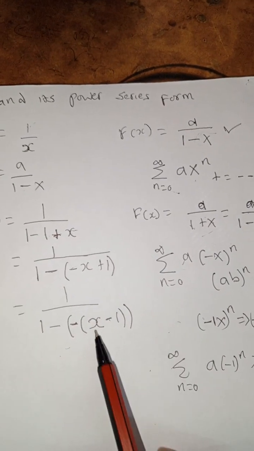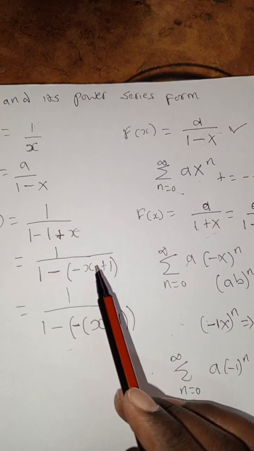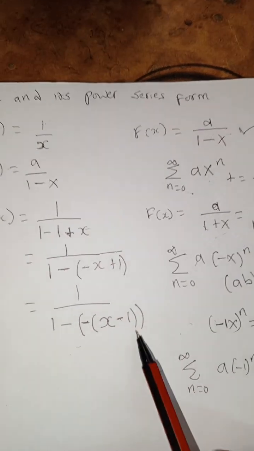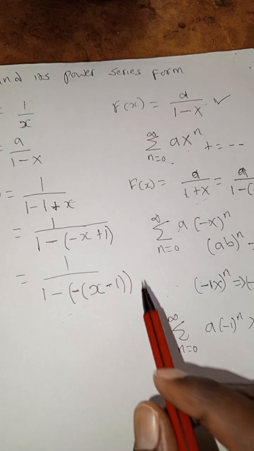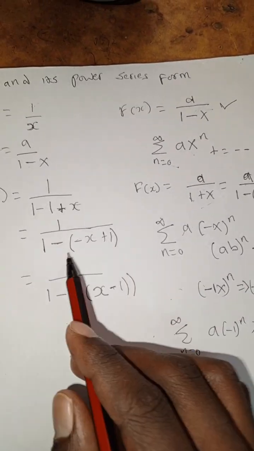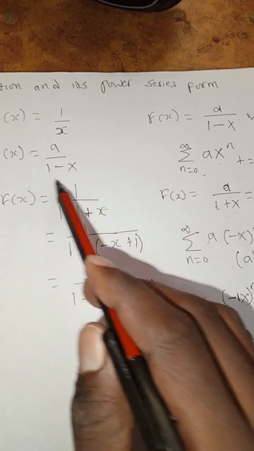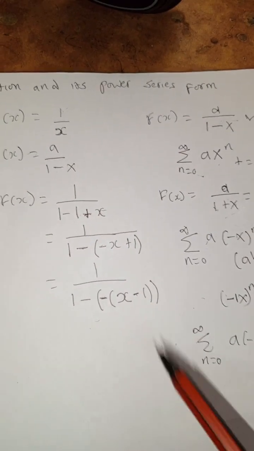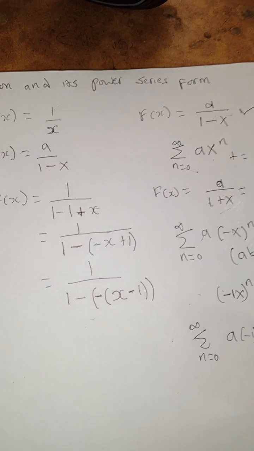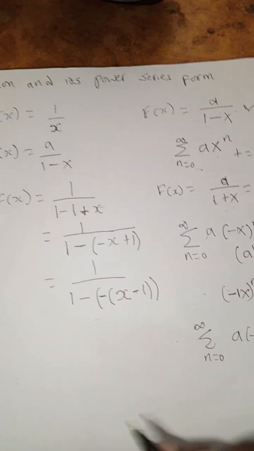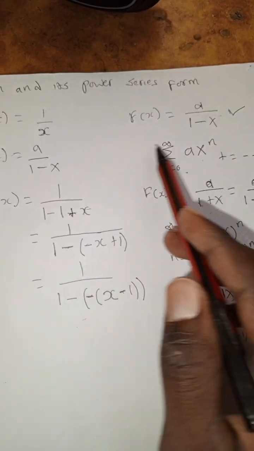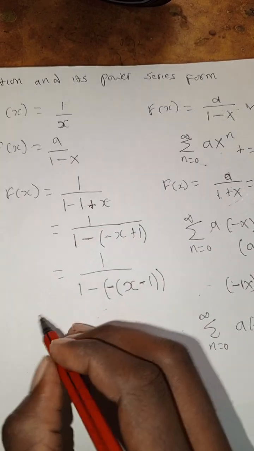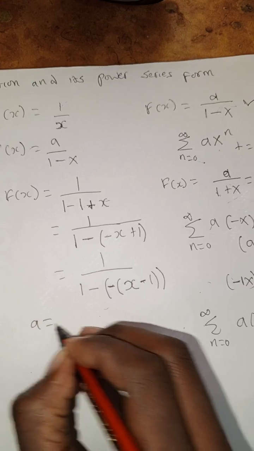I haven't changed the meaning. Negative multiplied by x is negative x. Negative multiplied by negative is positive. Then 1 will be there. So now, the form which we have made here is in the same form as this one. Now, what we have here, we can just go ahead and identify which one is our x and which one is our a. Then we're going to write it into the power series form. So our a is equal to 1.